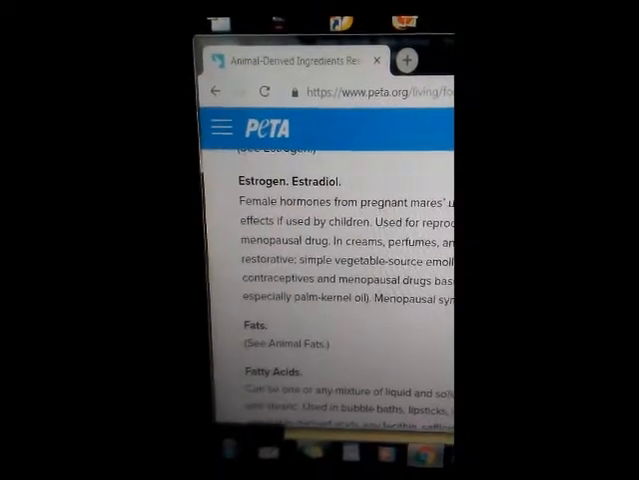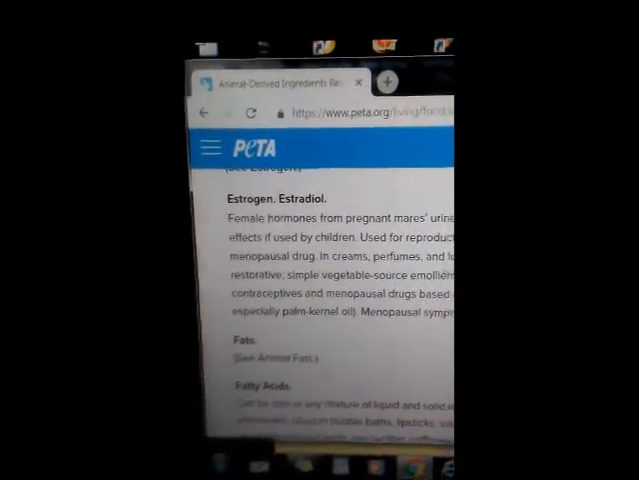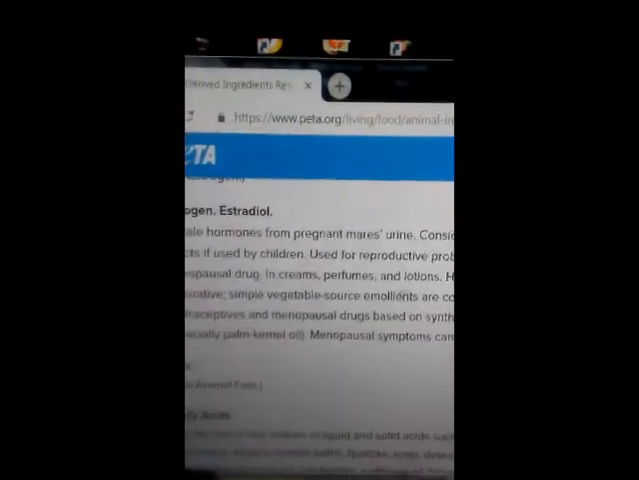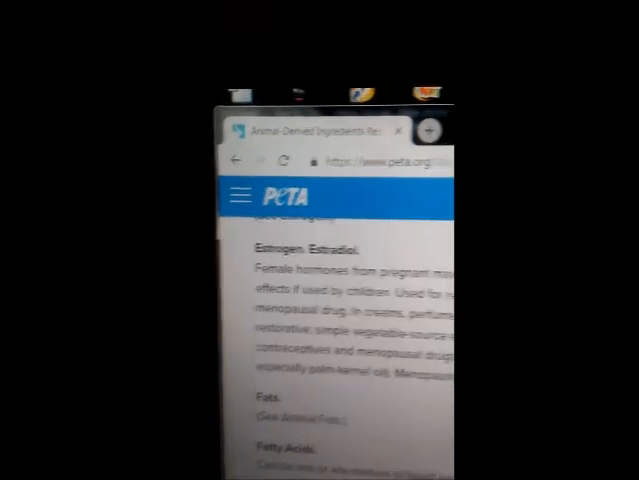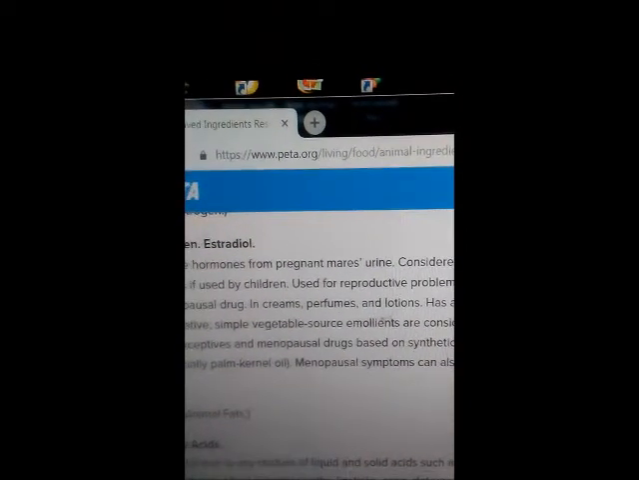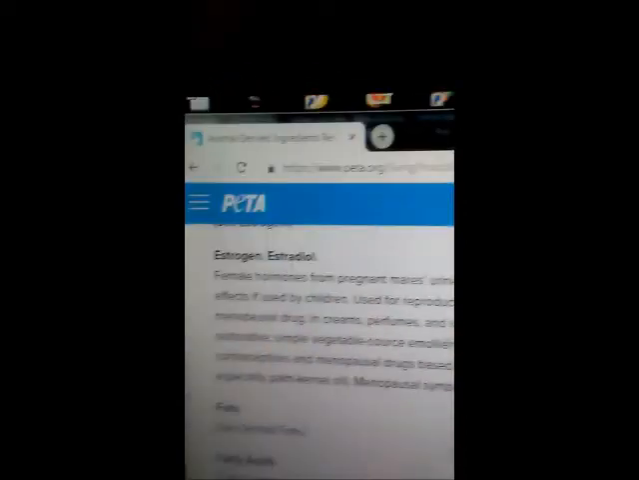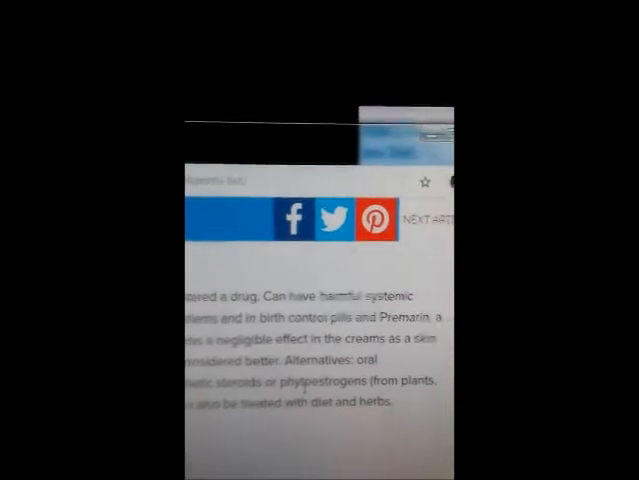Okay, here's another one, y'all. Estrogen. And I'm just going to read it. Female hormones from pregnant mares' urine. Come on now. Think about this. Considered a drug, can have harmful systemic effects if used by children, used for reproductive problems and in birth control pills and Premarin.